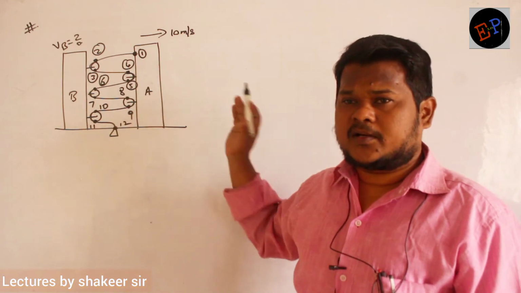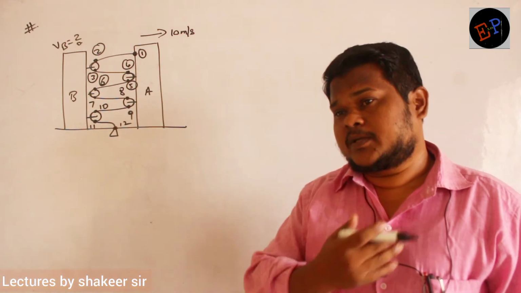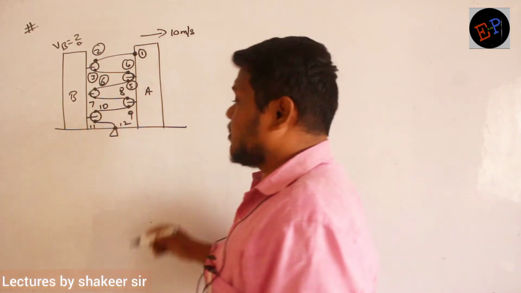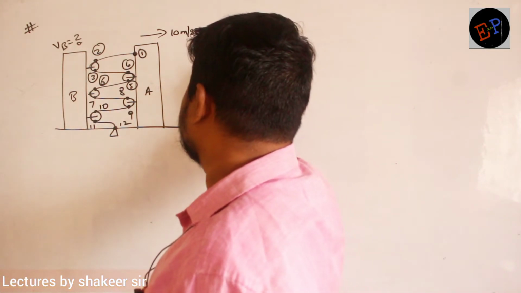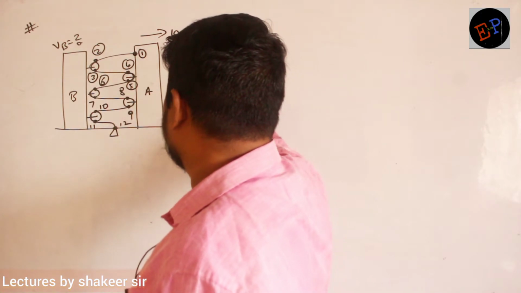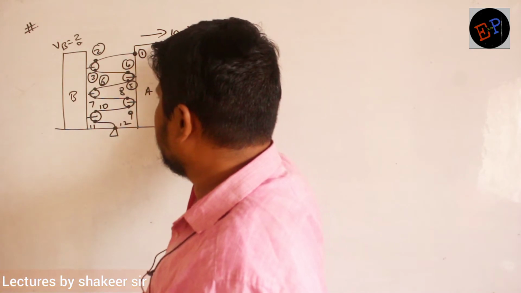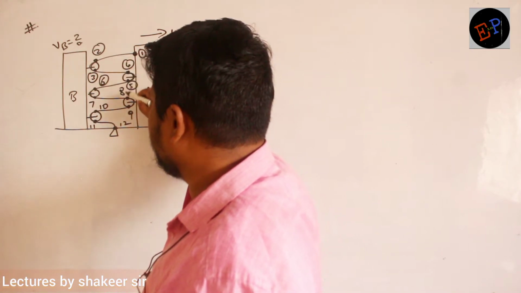Because all of them are connected to block A. Why positive? Because the length of the string is increasing. Are you able to understand? So therefore, write down the velocity of points 1, 4, 5, 8 and 9. Clear? So totally how many points? 1, 2, 3, 4, 5.